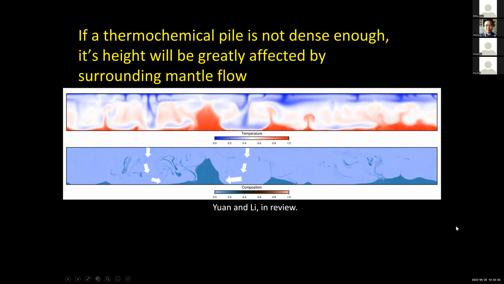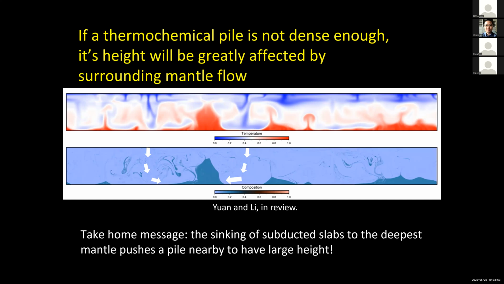We think another possibility to explain the very big height is that the two LLVPs may both be not very dense, both very unstable, but the African LLVP has been pushed up recently by subduction, while the Pacific LLVP is less pushed up. For the Pacific LLVP, there is a lot of stagnation. Most of the subduction slabs are stagnant near the bottom of the mantle transition zone. That may be why the Pacific LLVP has not been pushed up by subduction until now. So the take-home message is that the sinking of subduction slabs to the deepest mantle pushes a nearby pile to have large height.